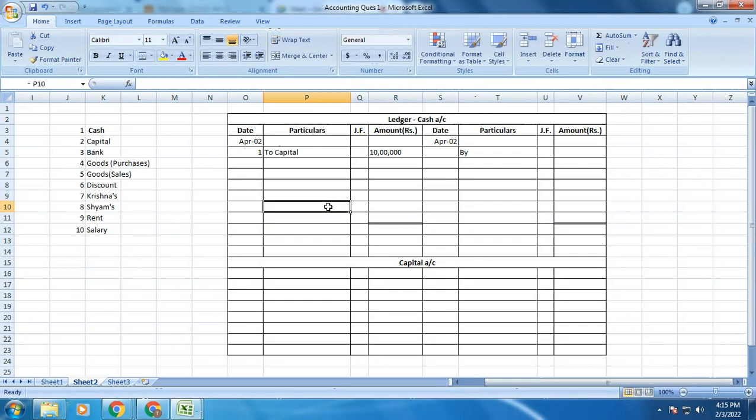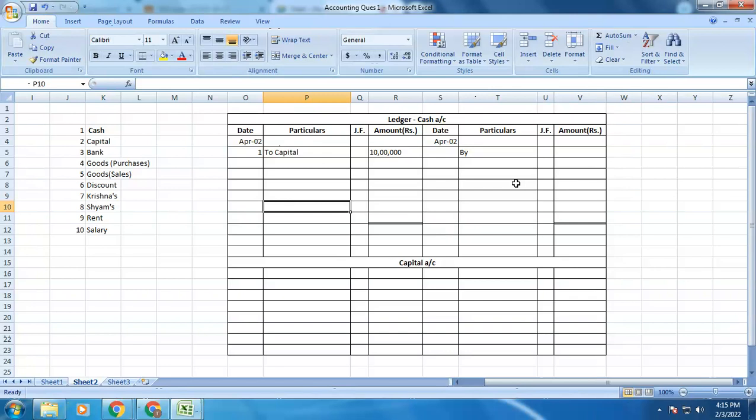Is this clear? Whenever cash is debited, we will write those transactions on the left hand side. Wherever cash is being credited, we'll be writing it on the right hand side of the cash account. And whichever transactions in which cash doesn't appear, those will not be recorded in the cash account of the ledger. Right?